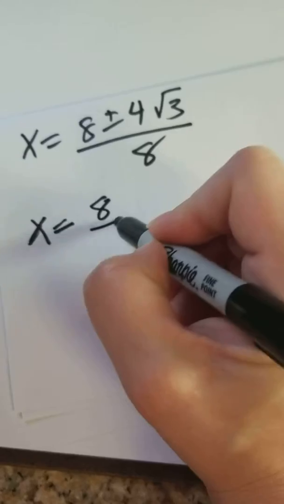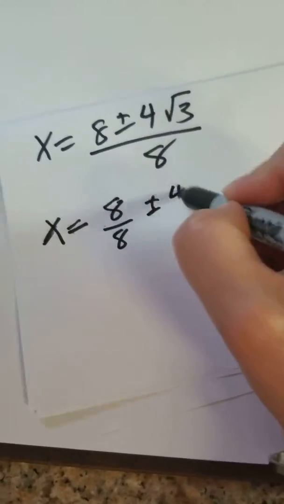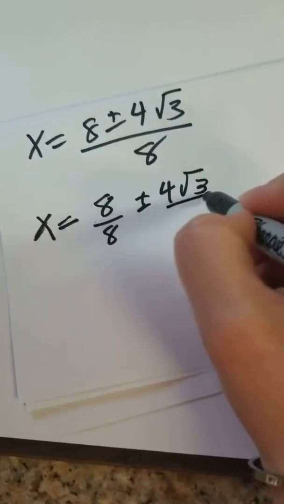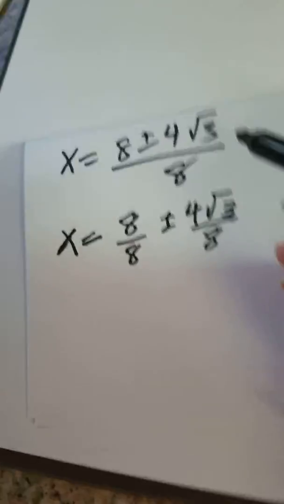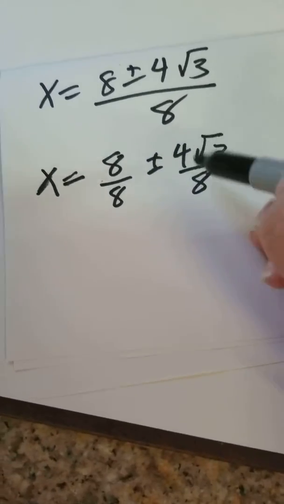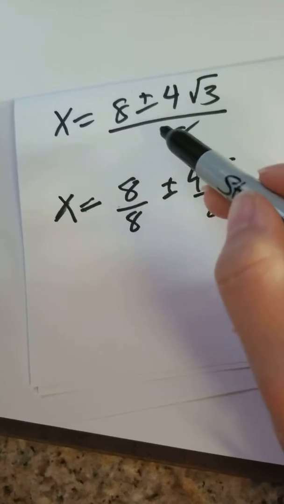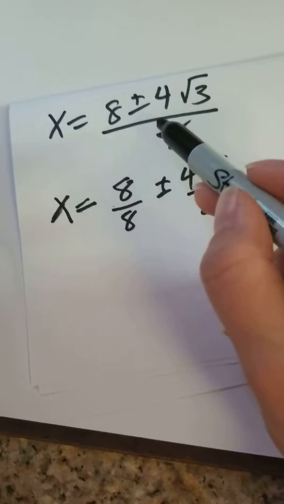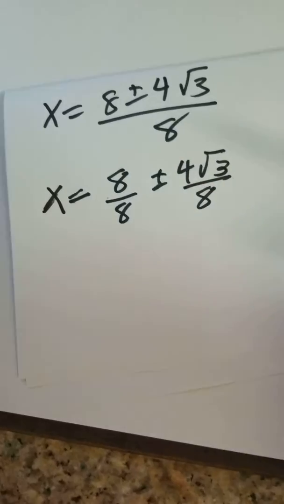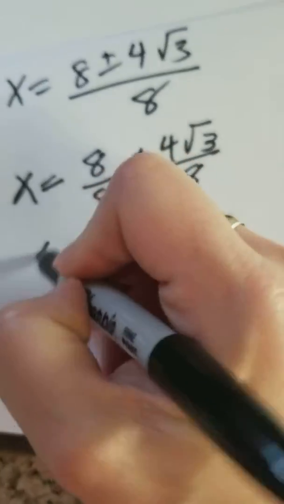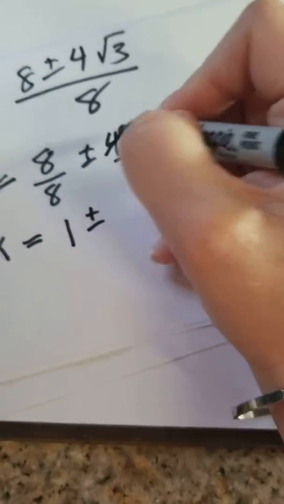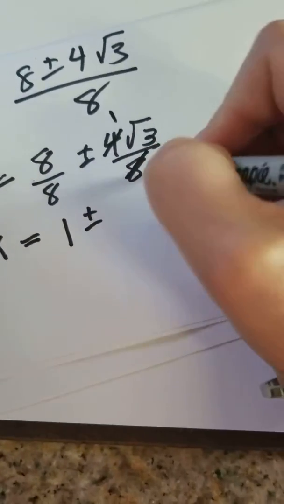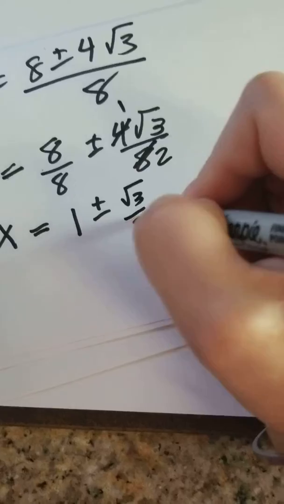But we could break this. This is legal if you wanted to do this. And then we can reduce, because this is multiplication, so we can divide over multiplication. We cannot divide over addition and subtraction unless we made it into a multiplication problem. So you could think of this as being 8 over 8, which is 1, plus or minus the 4 and the 4, we get a 1 and a 2, square root of 3 over 2.